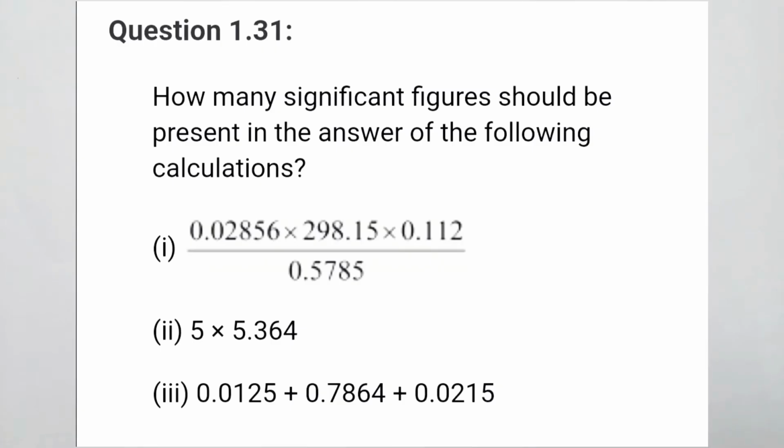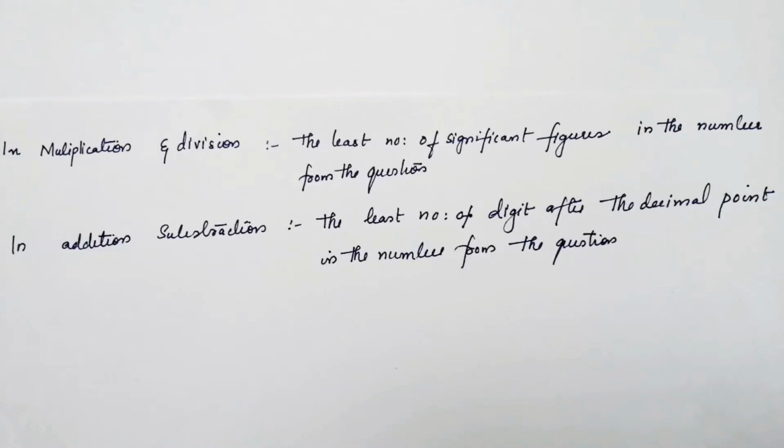Question number 31 says, how many significant figures should be present in the answer of the following? And then we have 3 sets of questions to solve. To answer this question, let us sum up these 2 rules which we have already learned. That is, in the case of a multiplication and division, the answer should contain the least number of significant figures as in the number from the question.